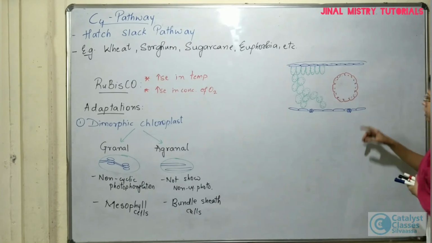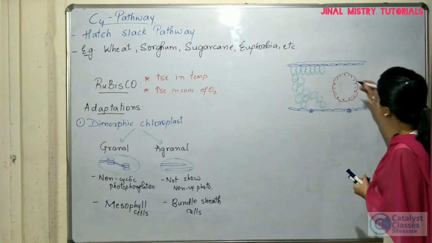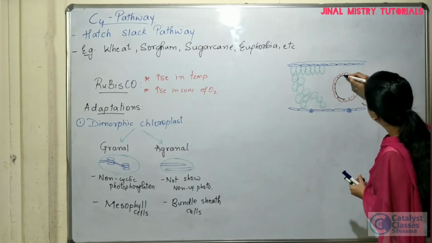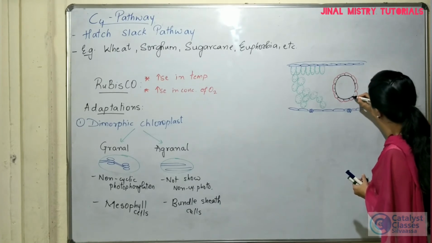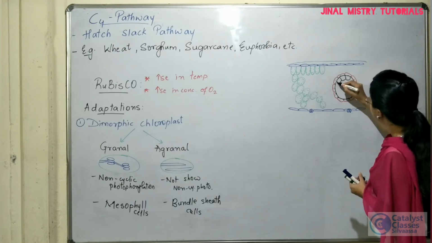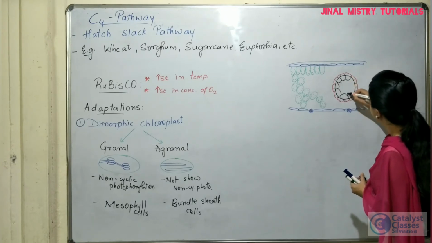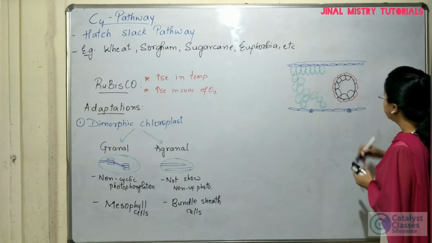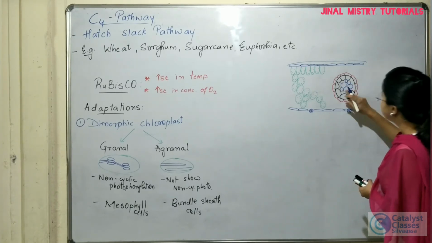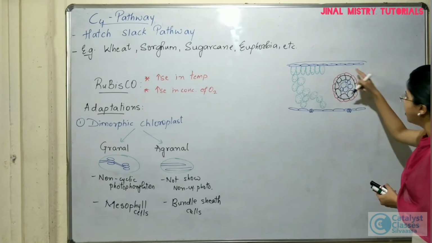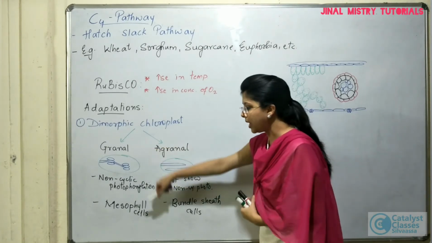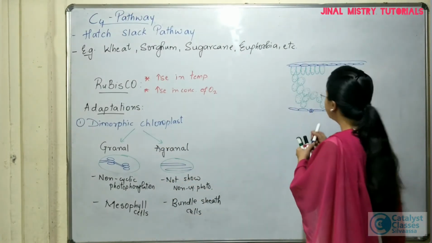So on the inner side, there are vascular bundles present. That means there will be the xylem and there will be phloem present. These vascular bundles, xylem and phloem, are surrounded by these bundle sheath cells. So the granule chloroplast is found in these mesophyll cells.